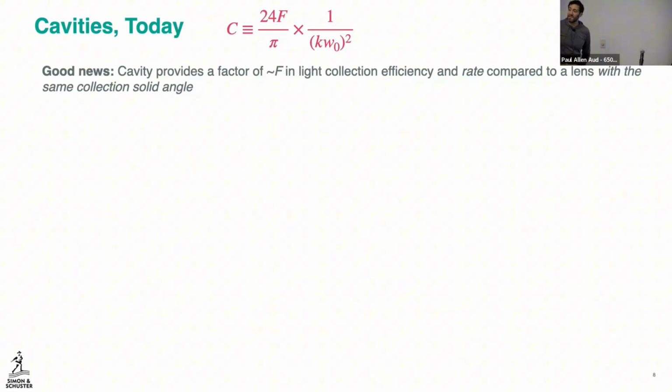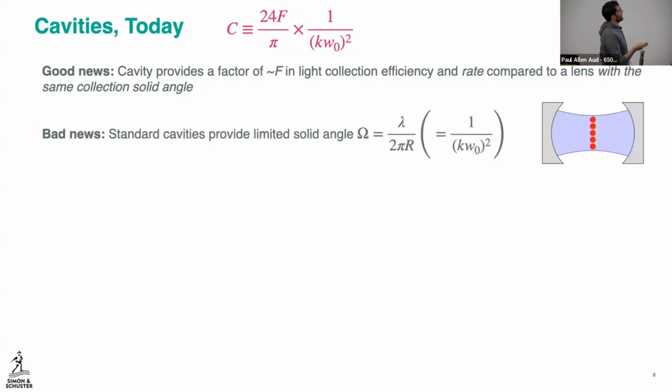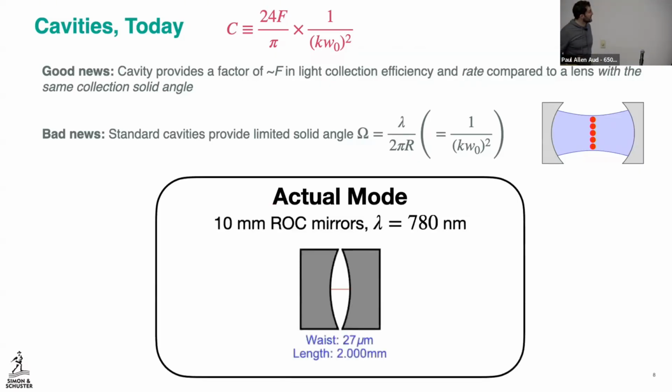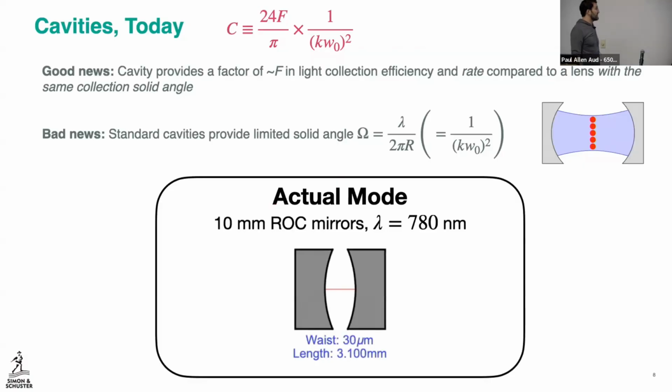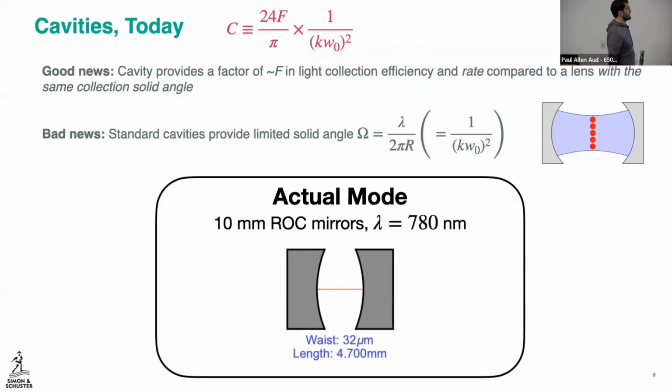So you should think of the cavity as just enhancing the collection solid angle. The bad news is that for a typical optical cavity, this collection solid angle is more or less lambda over the radius of curvature of the mirror. You can do a little bit better by moving towards concentric, but fundamentally, most optical cavities kind of look like this. This drawing is to scale.